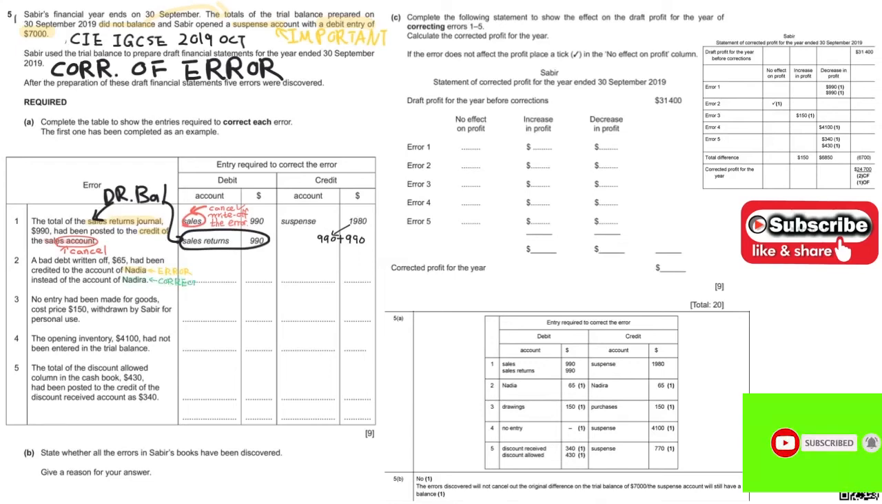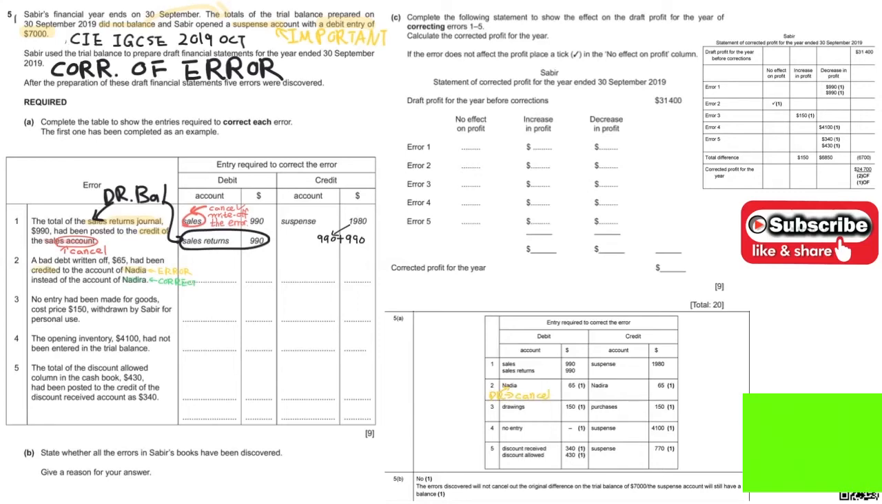So let's take a look at how to do this. For bad debt written off, first of all, we have to cancel this one. As you can see, what did they do? They have credited. So how to do the correction? We have to make use of the debit to cancel what they have done wrong.